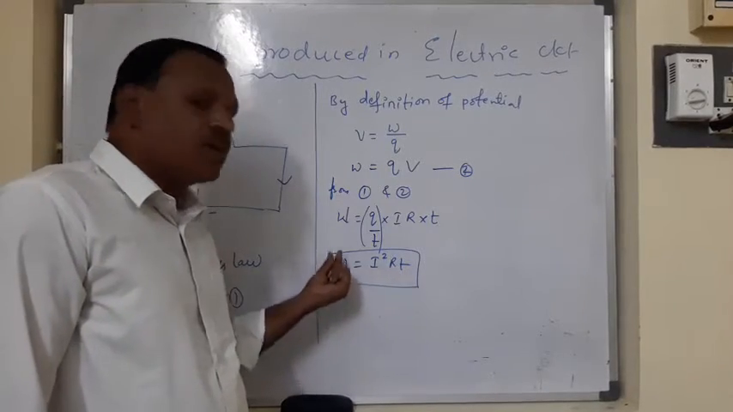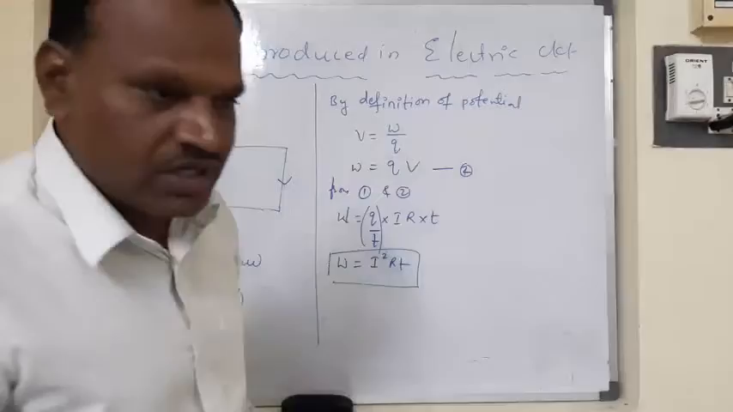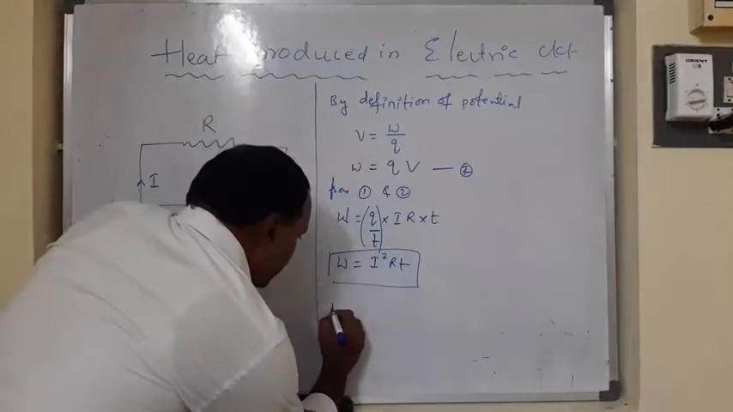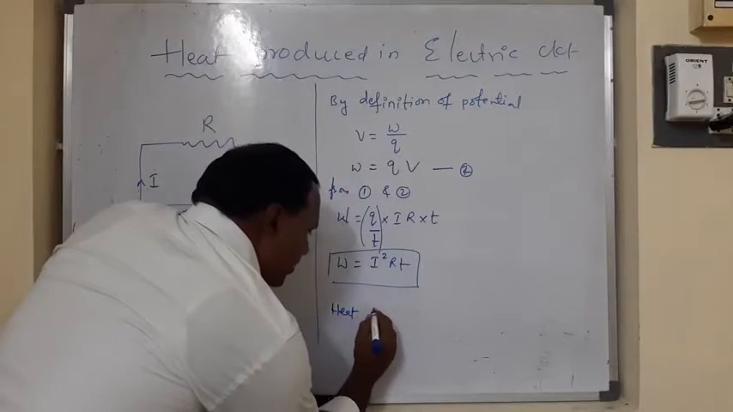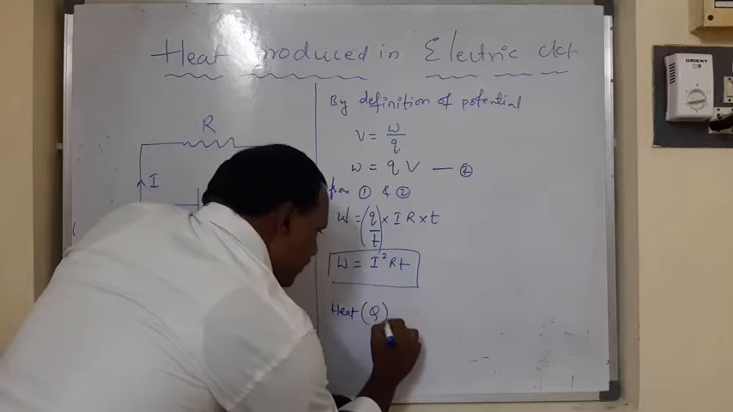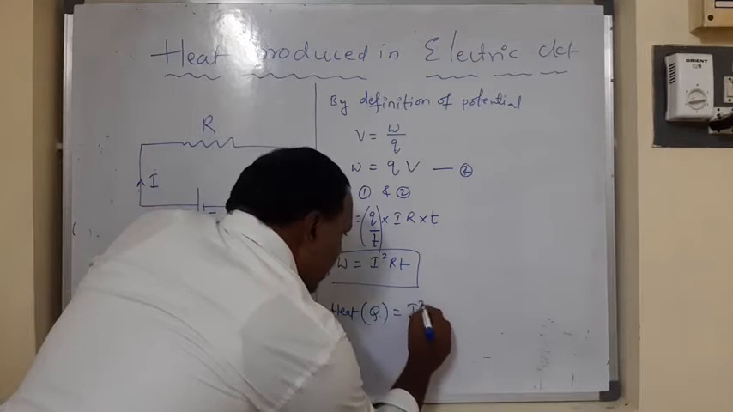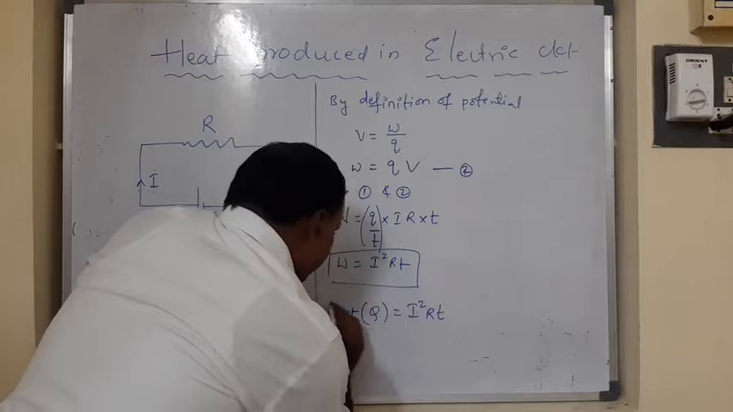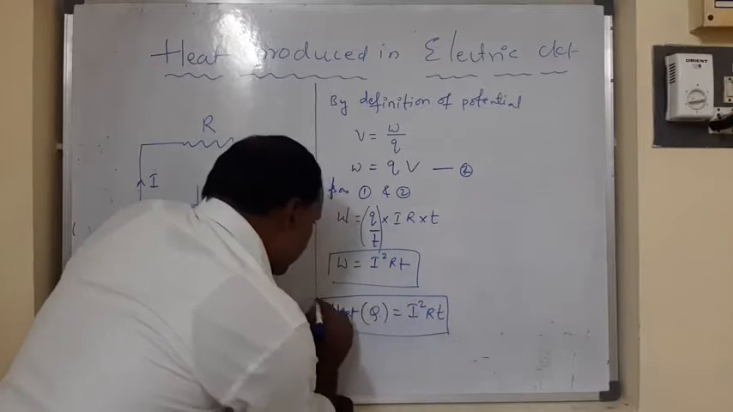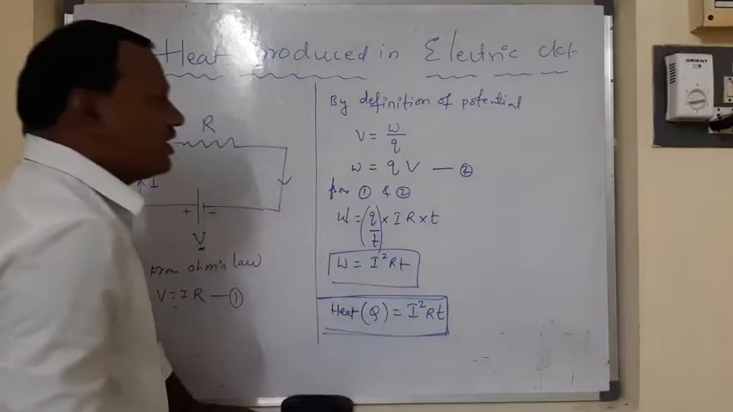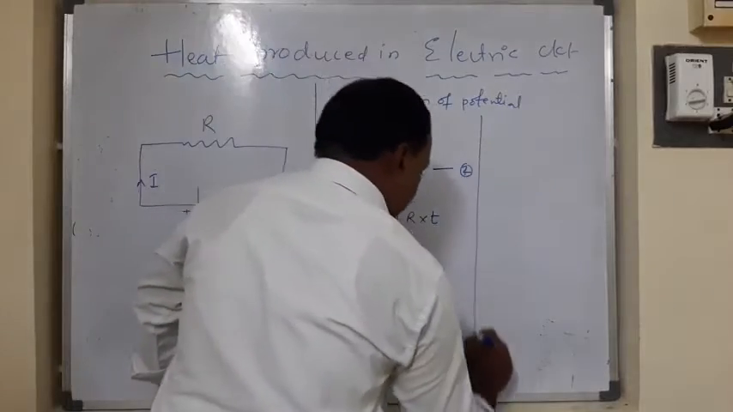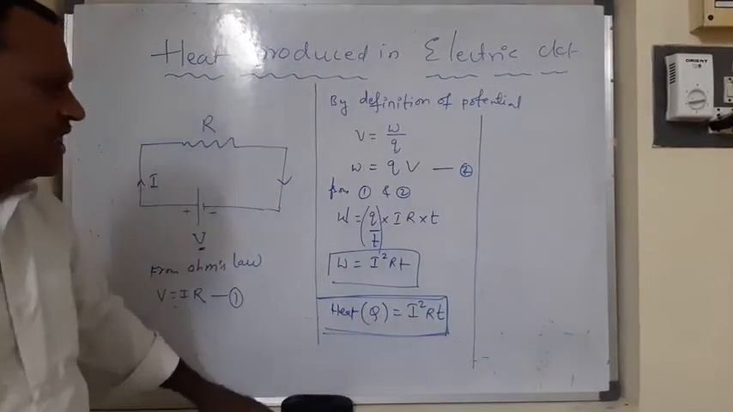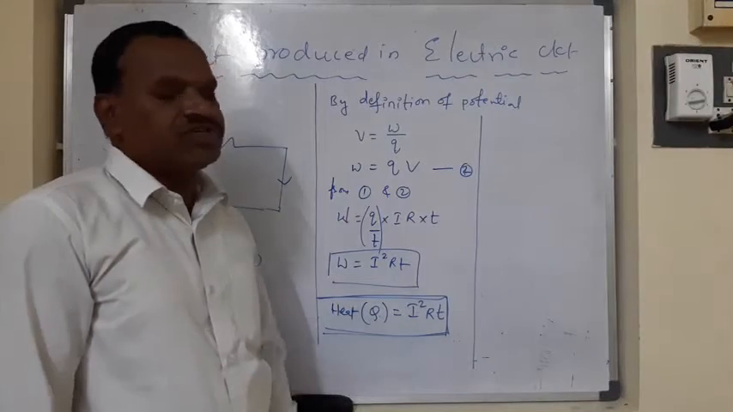So this amount of work done is nothing but heat energy only. So I can write here it is heat, represented by W or Q, which is given by I square RT. So this is the equation for heat energy, in terms of current and resistance.